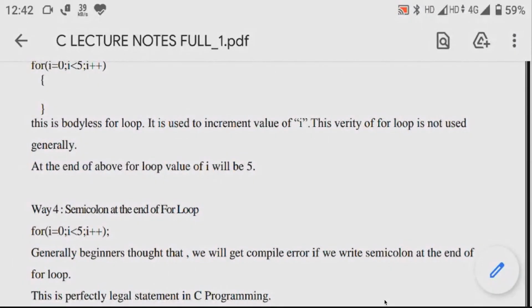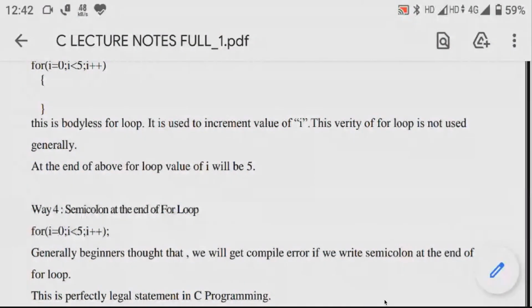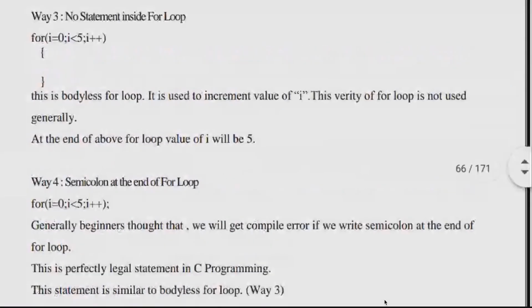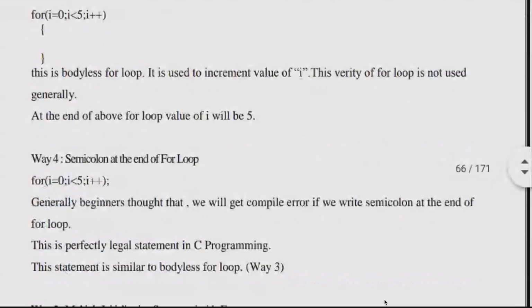Sorry. So when the I value is 5, then only it will come out from the for loop. Next, one more way: a semicolon at the end of the for loop. See, in the previous for loops, there was no semicolon. Now we have the semicolon after the for loop.